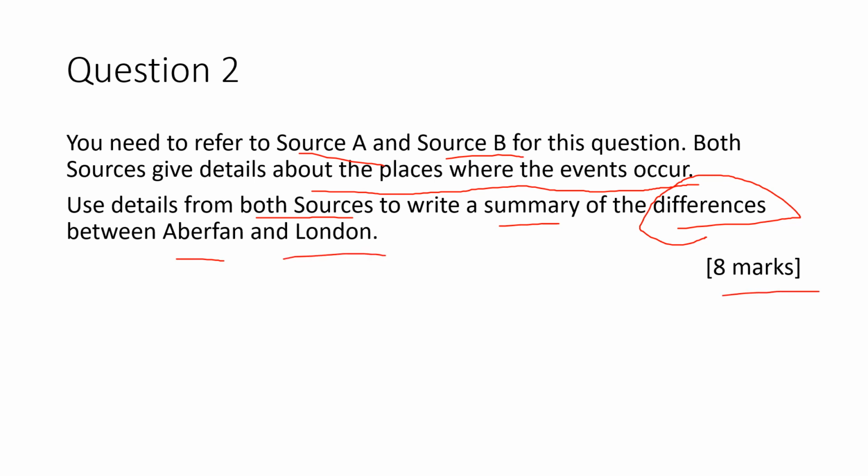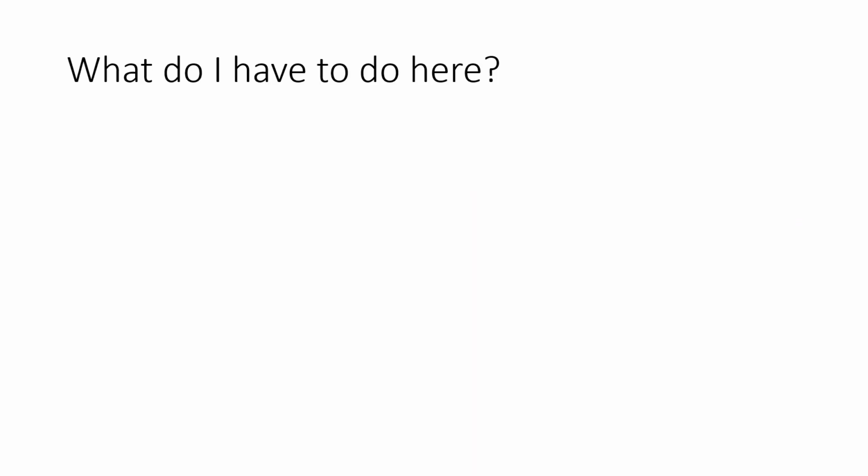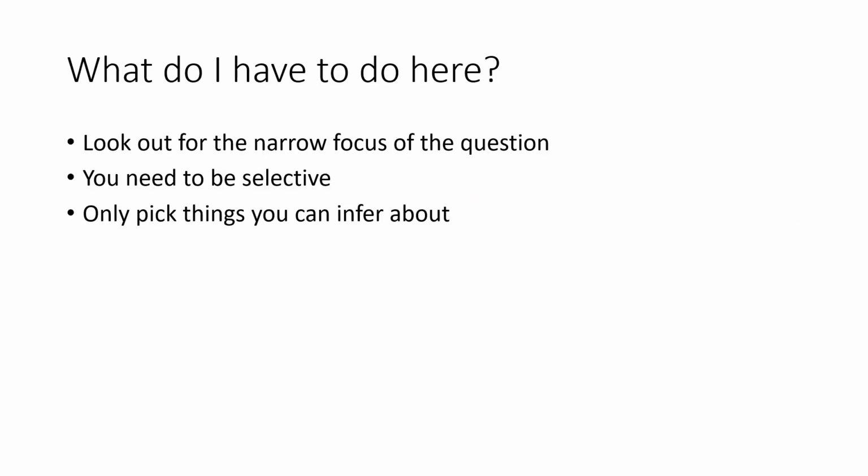So again, let's just take a look at that question. They're detailing that the sources give information about places where events occur. In Aberfan, a landslide, and in London, an earthquake. And it's asking us to write a summary of the differences between the 2 places, Aberfan and London. So what do you have to do? You need to look out for the narrow focus of the question. So remember, on that previous question, we're looking at the differences between Aberfan and London. So it's incredibly precise. Make sure you take note of the narrow focus of the question.